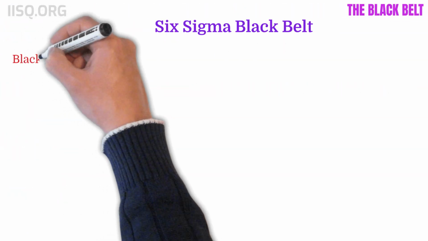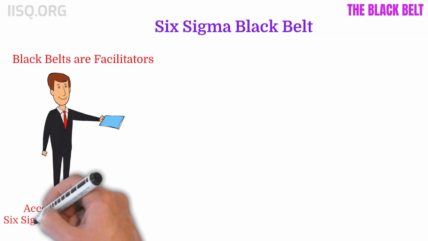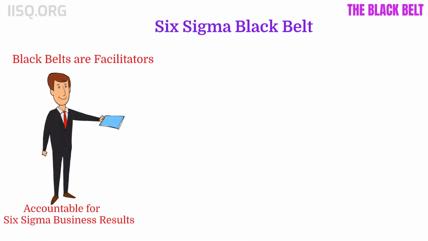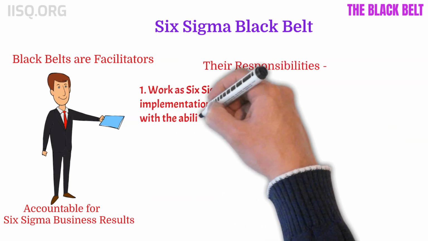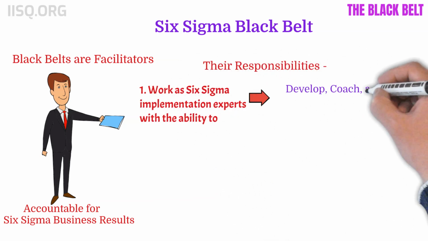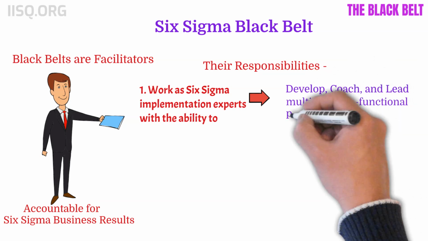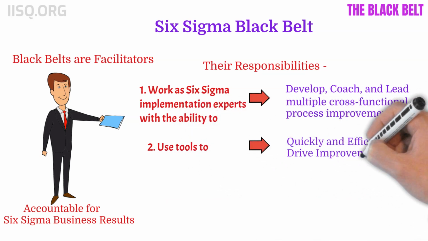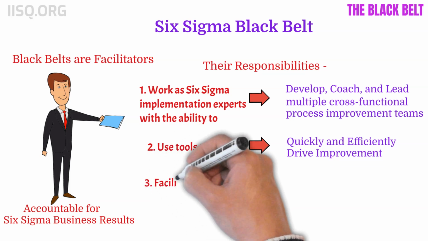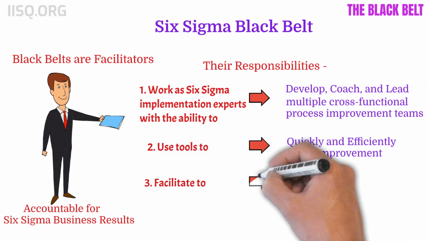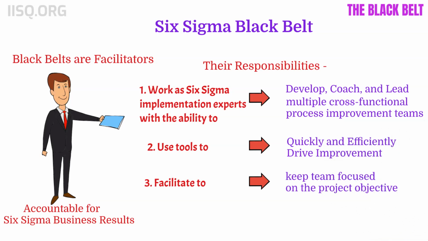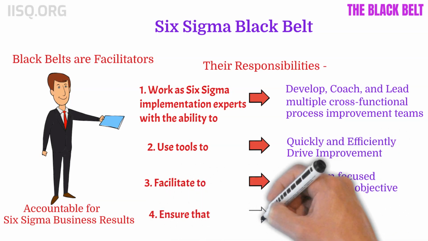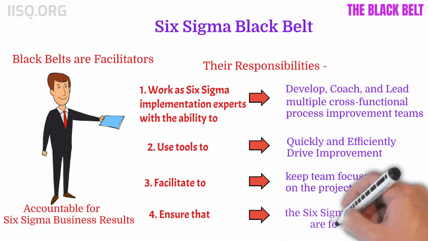In the Six Sigma improvement approach, Black Belts are the facilitators. They are accountable for Six Sigma business results. Their responsibilities are, inter alia, to work as Six Sigma implementation experts, with the ability to develop, coach, and lead multiple cross-functional process improvement teams. Use tools to quickly and efficiently drive improvement. Facilitate to keep the team focused on the project objectives and ensure that the Six Sigma methods are followed.